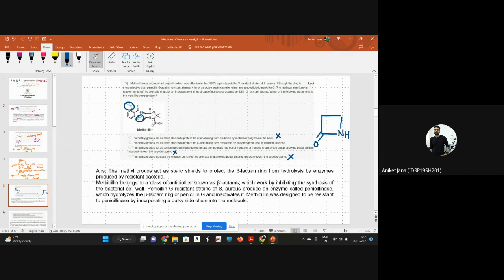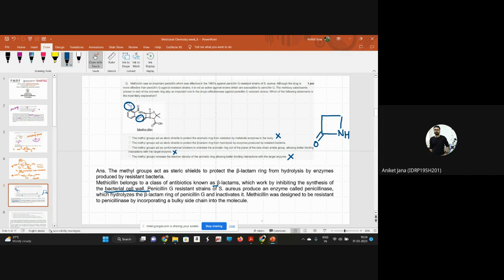Okay, so now the possible explanation. Methicillin belongs to a class of antibiotics known as the beta-lactam, as we know, which work by inhibiting the synthesis of the bacterial cell wall. Penicillin G resistant strains of S. aureus produce an enzyme called penicillinase, which hydrolyzes the beta-lactam ring of penicillin G and inactivates it. Now, methicillin was designed to be resistant to penicillinase by incorporating a bulky side chain into the molecule.